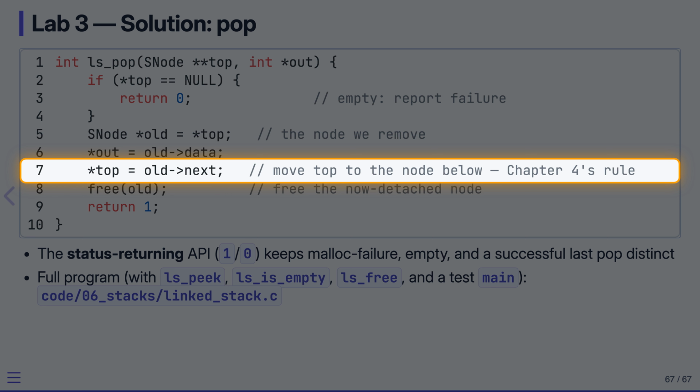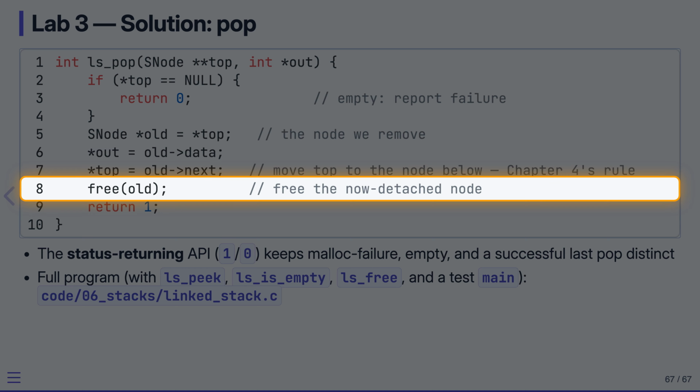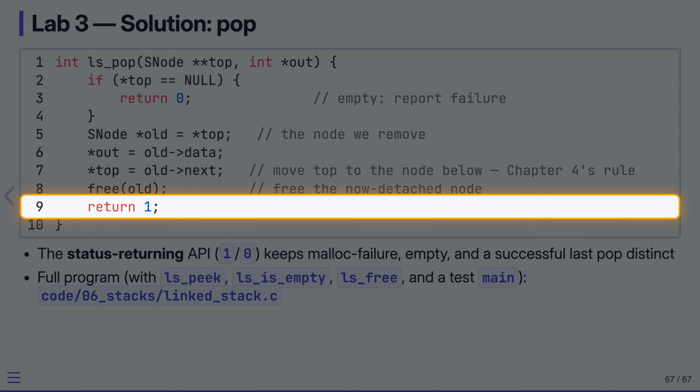That is chapter 4's delete first rule, with head renamed top. Now that the node is detached, we free it. And we return 1 for success. Returning 1 or 0 like this keeps 3 cases apart: malloc failure, an empty stack, and a successful last pop. The full program lives in the chapter's code folder.